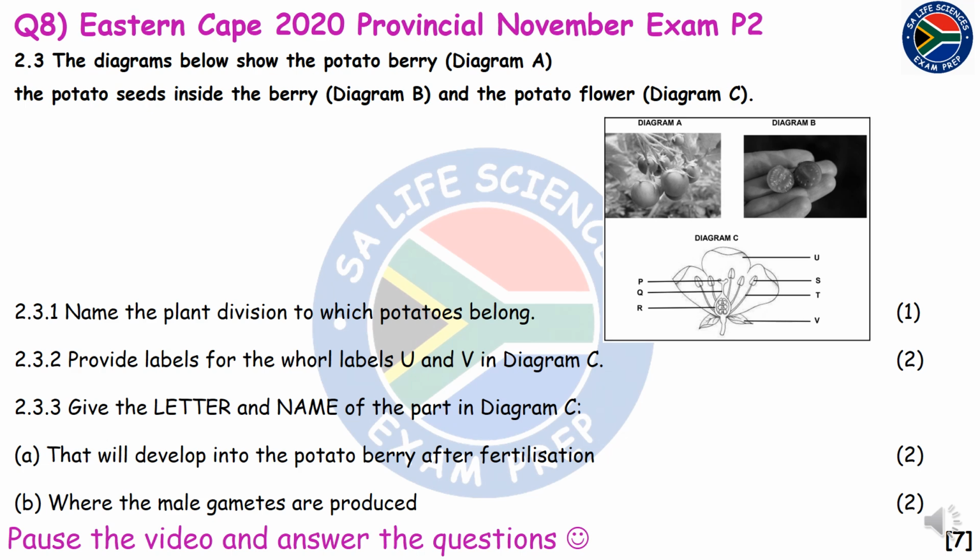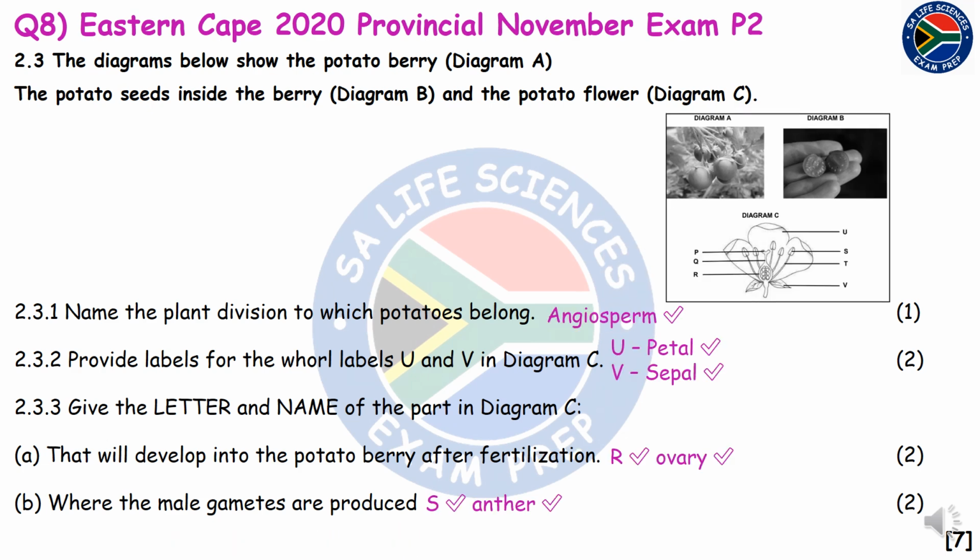Label U is pointing to the petals. Label S is pointing to the anther, out of which the pollen is released. And label T is pointing to the filament. And label V is pointing to the sepal, which has a protective function. I would like you to please pause the video, answer the questions, and then we'll go through the answers.